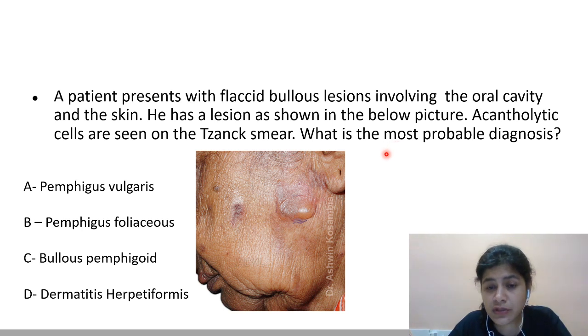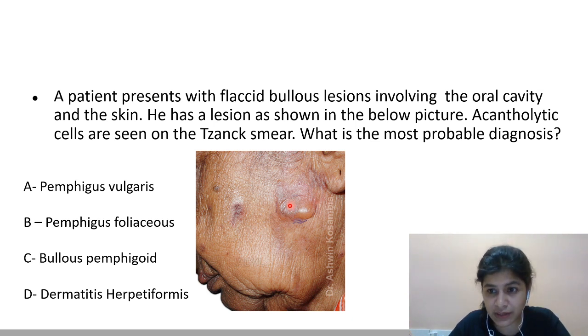So what's the importance of knowing that? The importance of knowing that is the antibodies are directed towards desmoglein 3. That is what it is telling you. Why? Because when the oral cavity is involved, that indicates desmoglein 3 involvement. Antibodies are developed against desmoglein 3 because desmoglein 1 is not expressed in the oral cavity, while desmoglein 3 is expressed in the oral cavity.